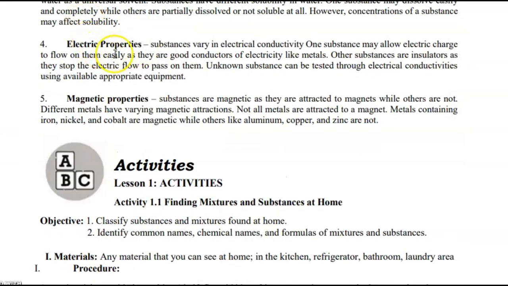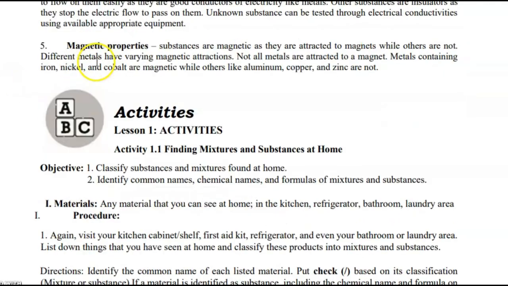Electric properties. Substances vary in electrical conductivity. One substance may allow electric charge to flow on them easily as they are good conductors of electricity like metals. Other substances are insulators as they stop the electric flow to pass on them. A known substance can be tested through electrical conductivities using available appropriate equipment. Ibig sabihin, some are good conductors and some are not good conductors of heat and electricity.